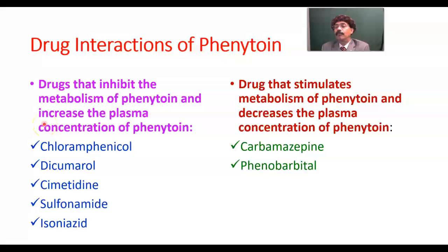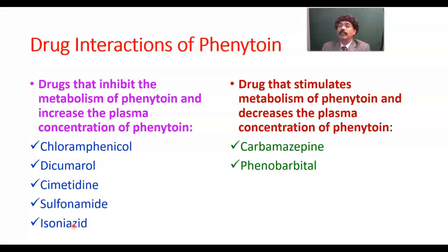Drug interactions of phenytoin. Drugs that inhibit metabolism of phenytoin and increase its plasma concentration include chloramphenicol, an antibiotic previously very popular for managing typhoid or enteric fever; dicumarol, an anticoagulant; cimetidine, an anti-peptic ulcer drug; sulfonamide, a type of antibiotic especially useful in UTI; and isoniazid, an anti-TB drug also called INH, isonicotinic acid hydrazide.